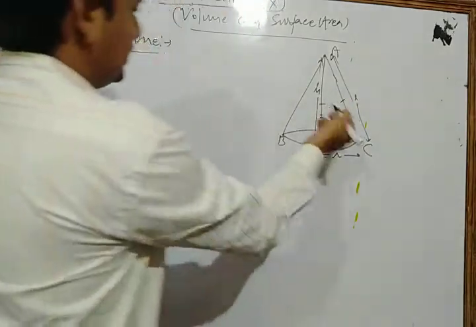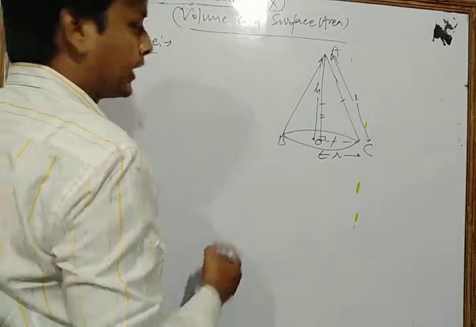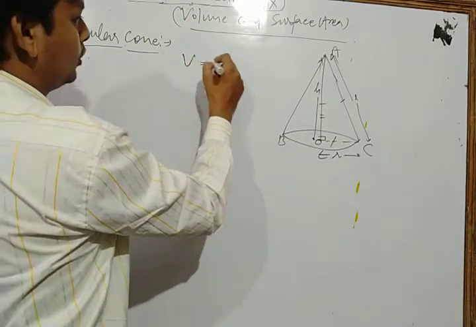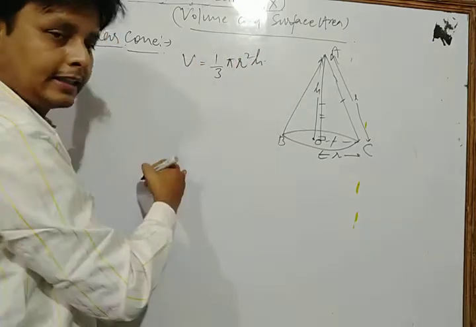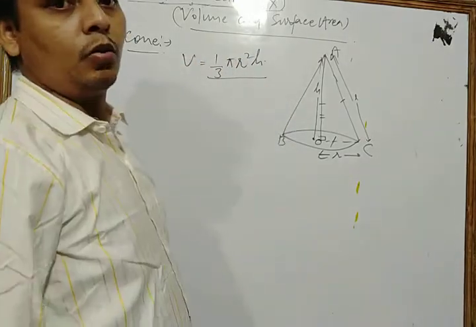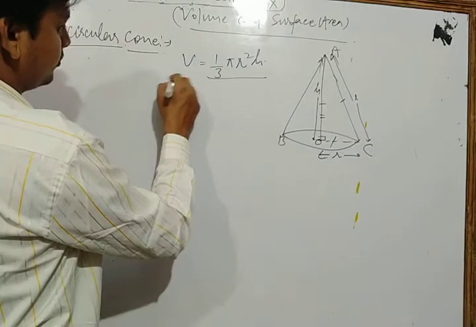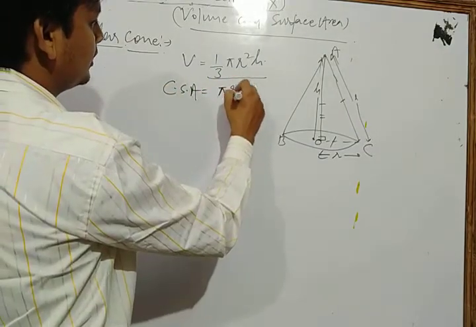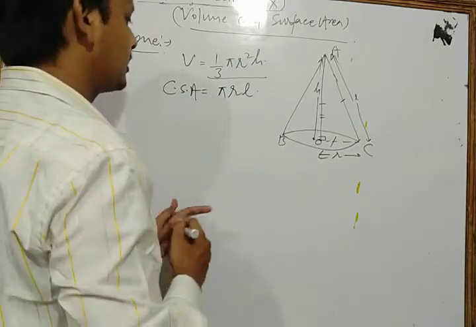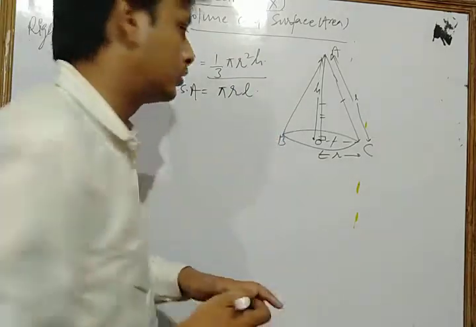Let's see all the formulas for the cone once more. First, the volume of the cone is 1 by 3 pi r square into h. This is the formula for the volume of a cone. And the curved surface area of the cone is pi r l.